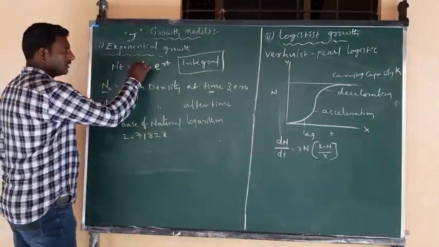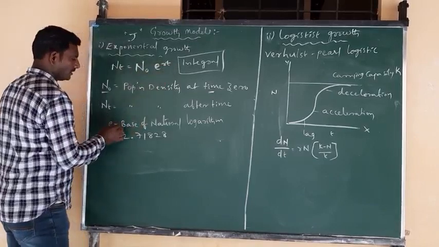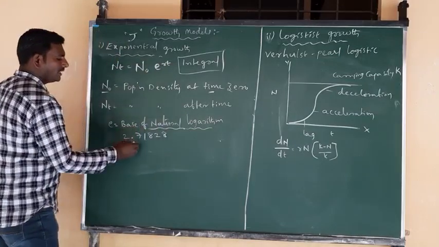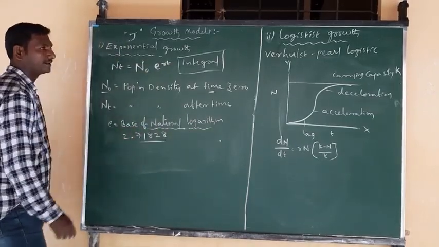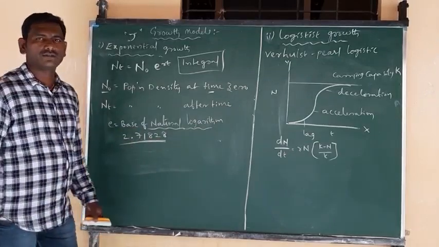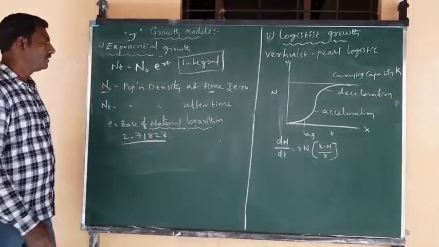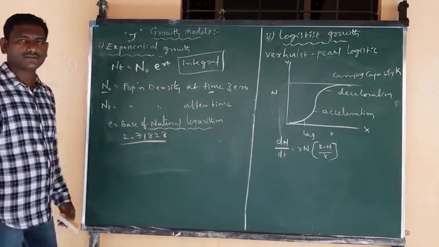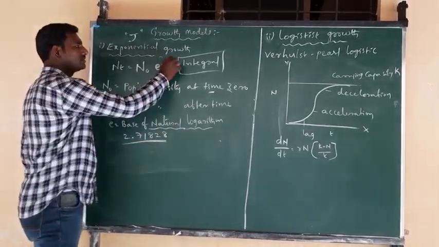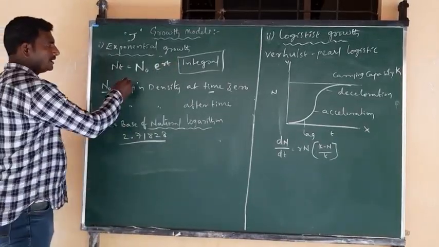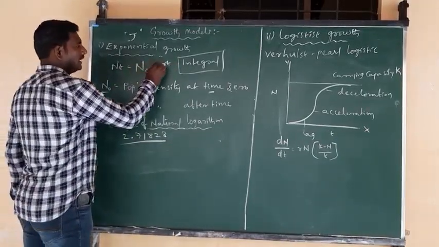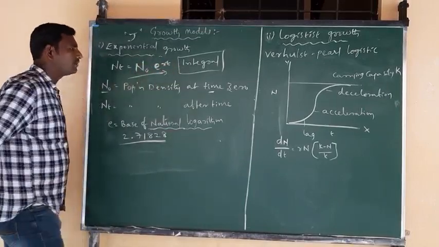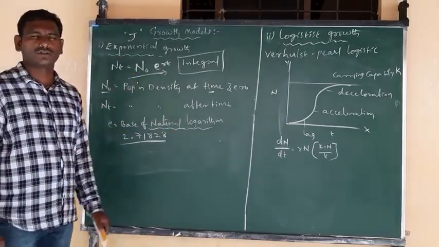Then here e is the base of the natural logarithm, and its value is 2.71828. This 2.71828 is the value of e, whereas r is also known. What is that? r is the intrinsic rate of natural increase, and t is time. So Nt equals N0 e to the power of rt. This is the equation for the integral method, especially for the exponential growth line.